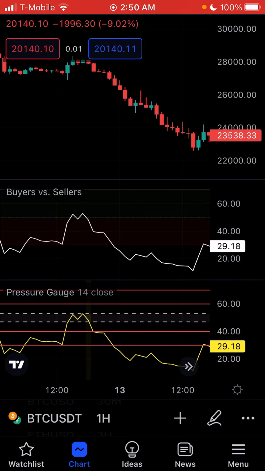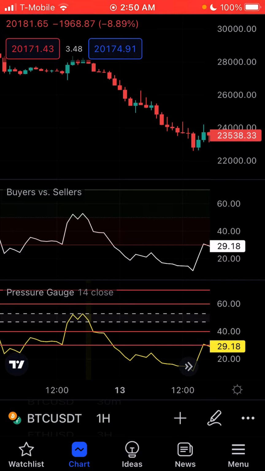So what I do is I do the opposite of what it's showing me on the buyers versus sellers. So if it's in the green, and there's a pressure gauge right below it, it usually means that the market is probably going to go down. So if that white line is anywhere in the green, it probably means the price is going to go down, or dramatically go down. And the opposite, if there's a pressure gauge and the line is in the red, it probably means it's going to sharply go up.